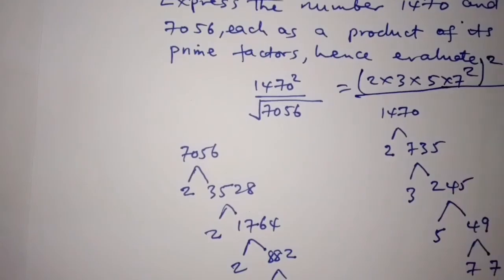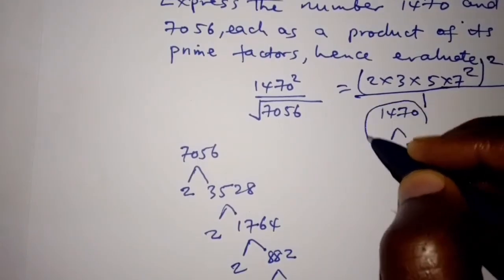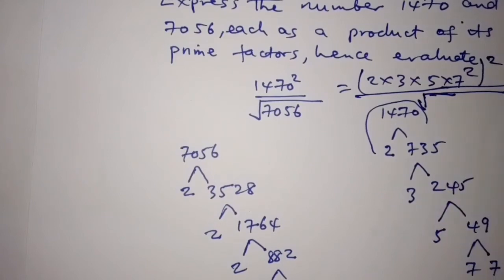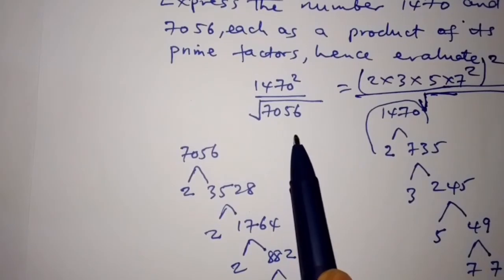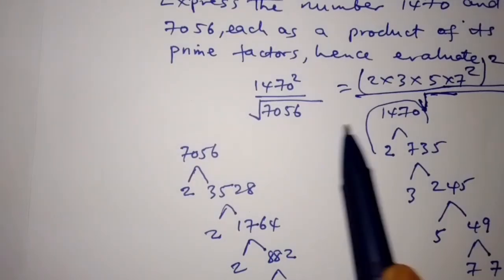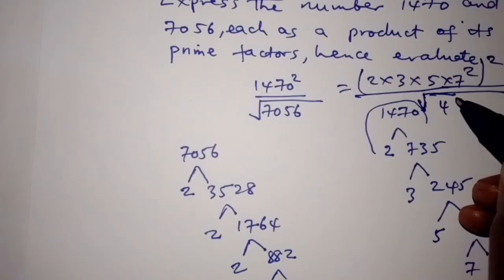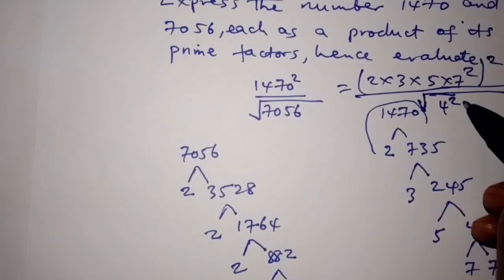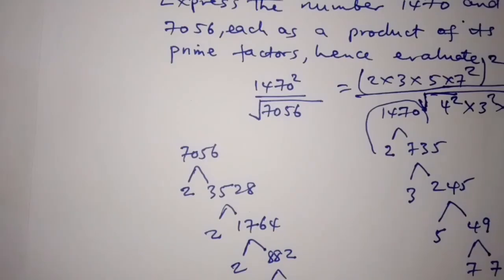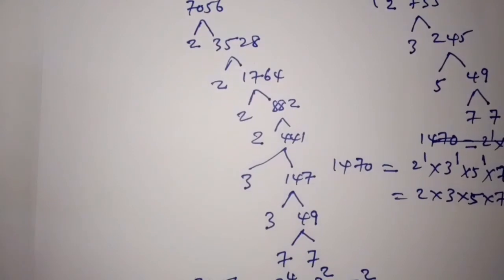Then we divide by square root over the factors of 7056. Factors of 7056 is 4 squared times 3 squared times 7 squared times 7 squared. So now we can bring it down here.